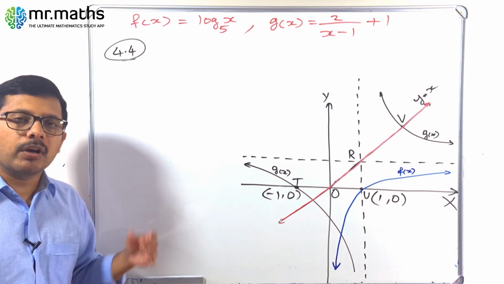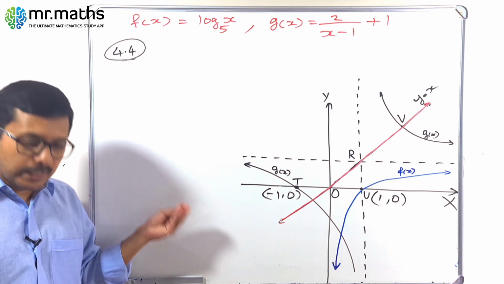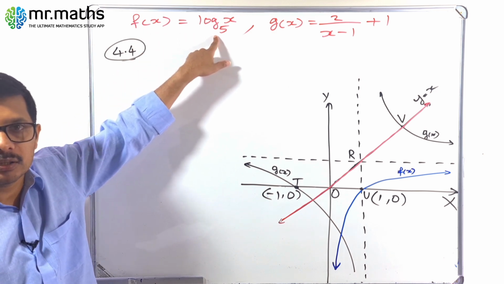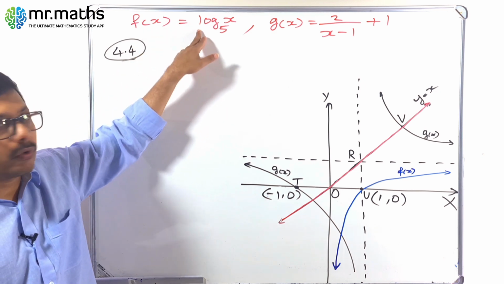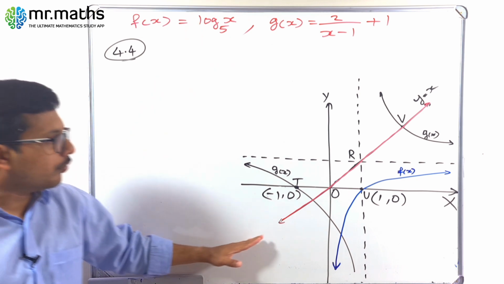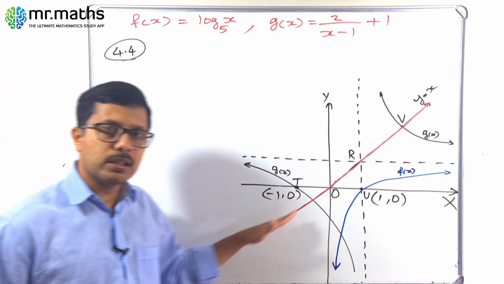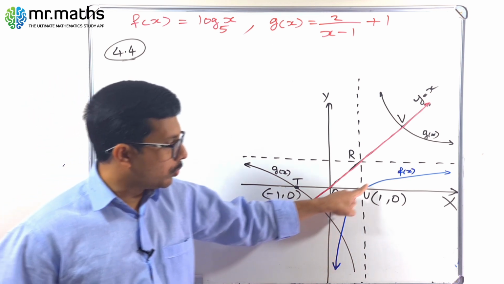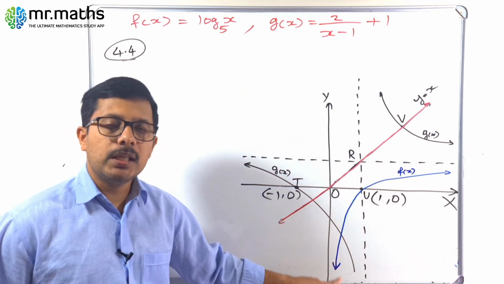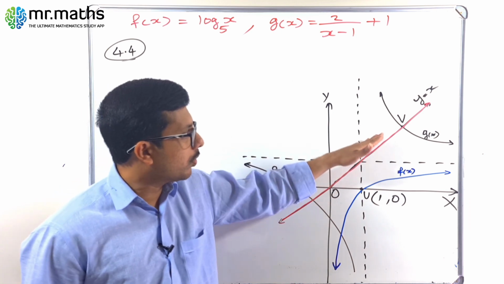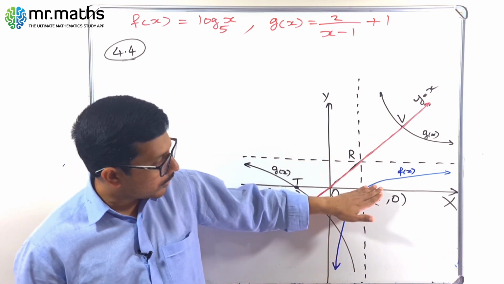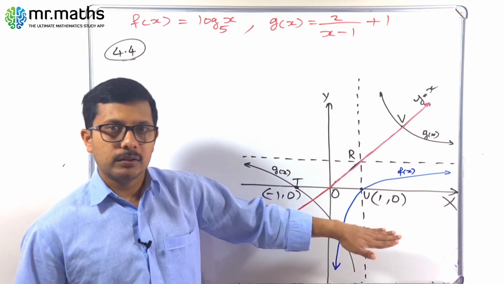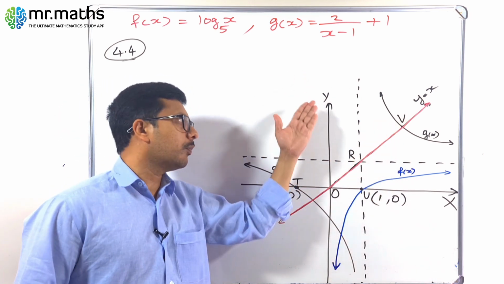So h, actually what is this h? They are saying that h is the reflection of f. Okay, reflection of this f of x graph based on the line y is equal to x. This red line is y is equal to x. So this logarithmic graph, this blue graph, this is f of x, and it is reflected based on the line y is equal to x, which means it will come like this.